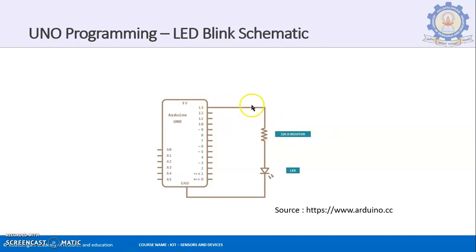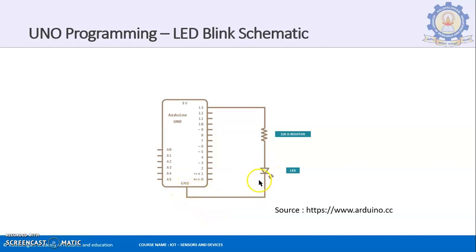So what you want to do is, from pin number 13, which is my output pin, I'm connecting it to a resistor. I can use a breadboard. From the other end of this 220 ohm resistor, I'm connecting it to the anode of my LED. From the cathode pin of my LED, I'm connecting it to ground, making it a loop of current flow. From pin number 13, my supply will be provided and it will come all the way to the ground.